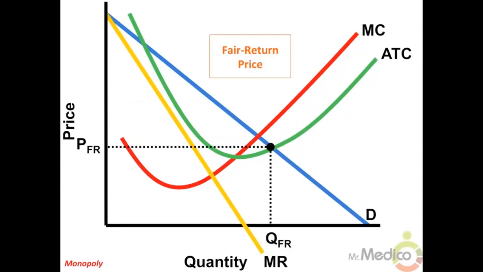Fair return regulation. If a monopoly is regulated to break even and take in zero economic profit or a normal profit, it will produce at a level of output where price equals average total cost. That is P equals D equals AR equals ATC. This is known as the fair return price. Even though there are no economic profits, accounting profits can still be positive when there is an opportunity cost present. This graph shows the fair return price, PFR, and quantity, QFR.